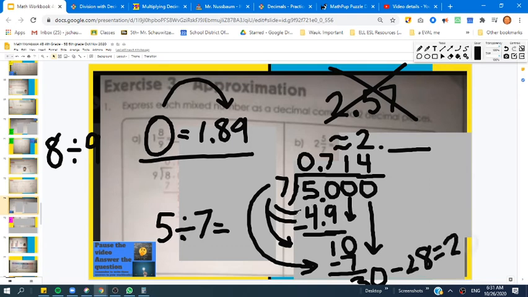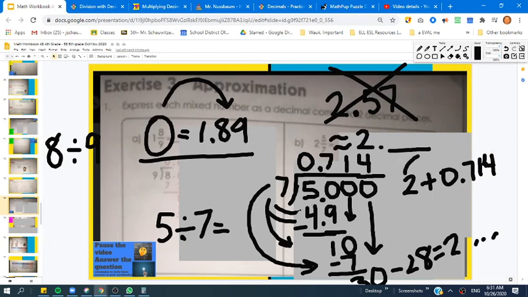We could continue if we really, really wanted to, but we don't have to because we only need 2 decimal points. So our answer is going to be 2 plus 0.714, or 714 thousandths.